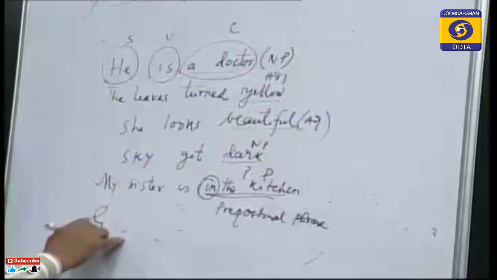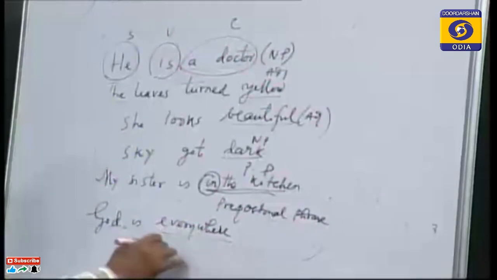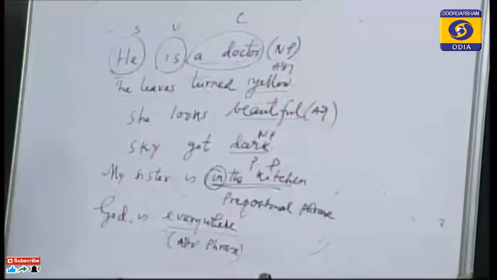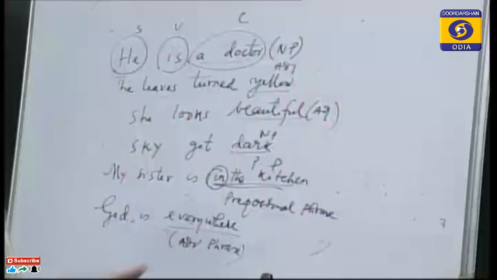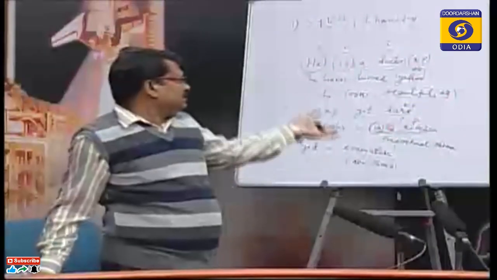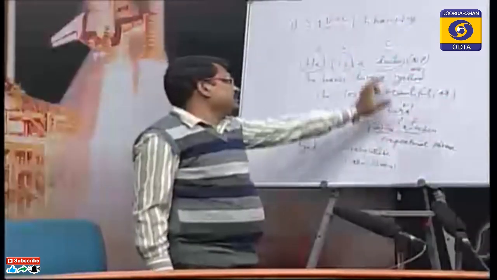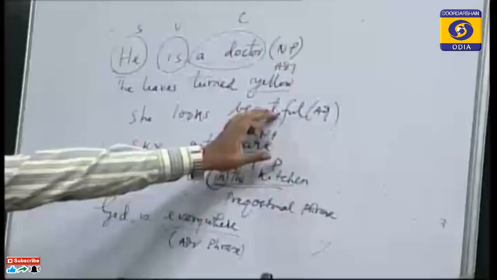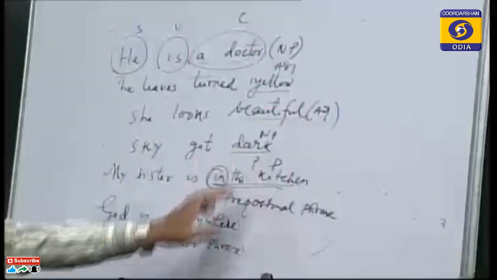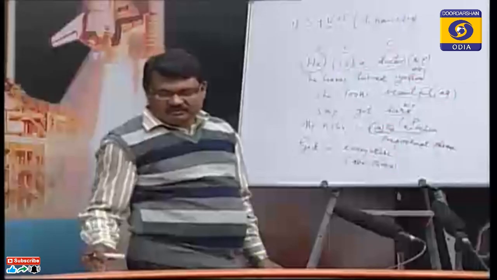God is everywhere. Everywhere is an adverb phrase. So in the subject, verb, complement structure, after the intransitive verb, all can be possible. Noun phrase is possible. Adjective or adjective phrase is possible. Prepositional phrase is also possible. And adverb or adverb phrase is all possible after the verb.